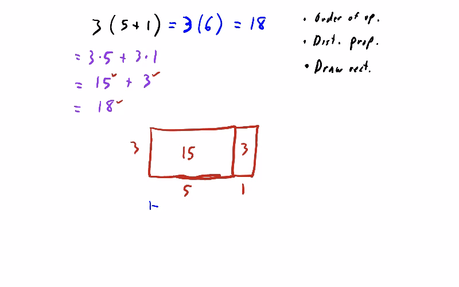But it would be important to note that this side had a length of 6, corresponding to the 6 that I originally had when I followed order of operations. And if the rectangle is 3 units tall and 6 units wide, the area would also be 18. Let's do one problem that's just slightly more advanced.